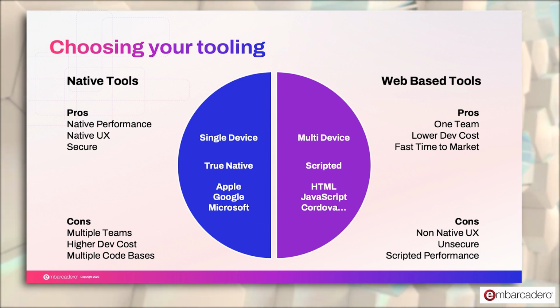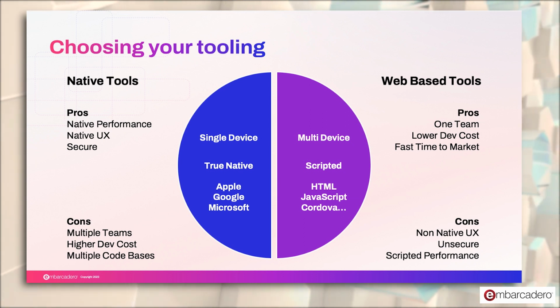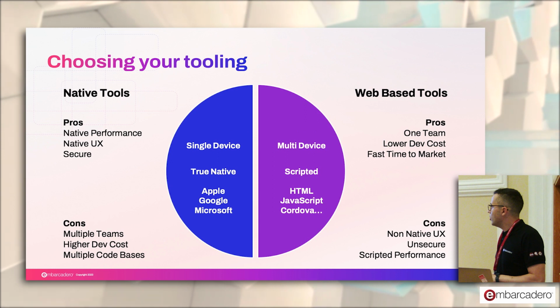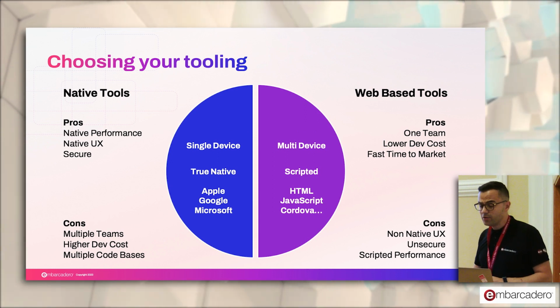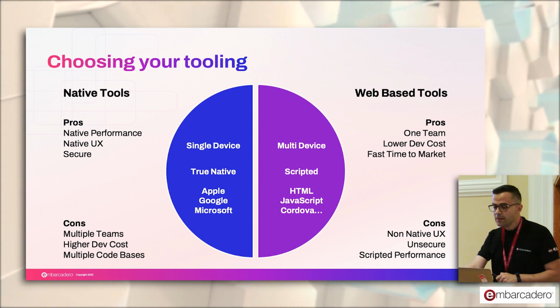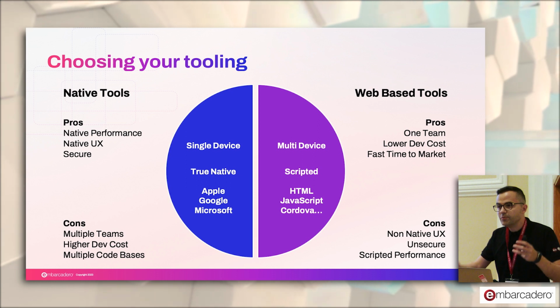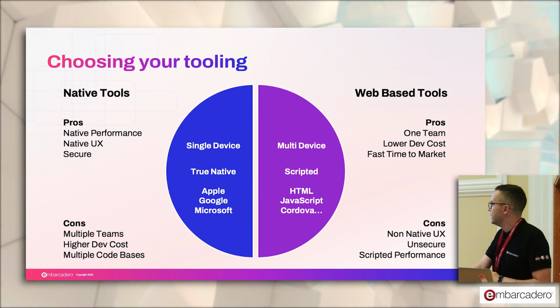And obviously scripted performance. I'm talking about web-based tools, which could be an SPA or a progressive web app, or also using technologies like Cordova. I think they changed the name now to Capacitor, which is pretty much creating an application for Android or iOS with a browser within. So it's pretty much a web app inside a wrapper.